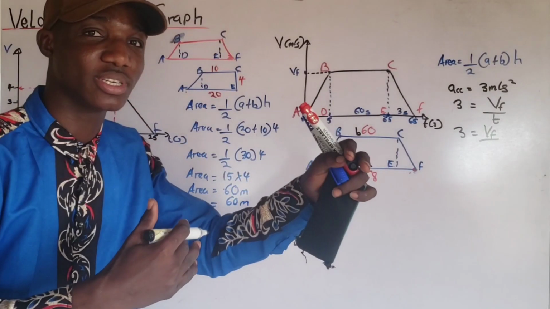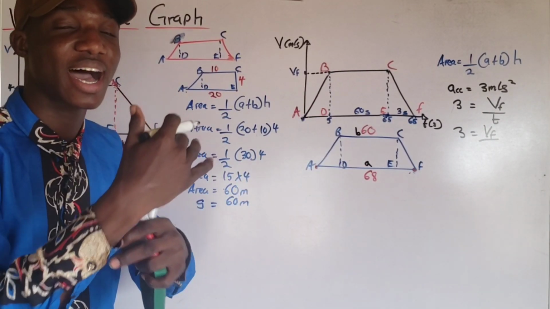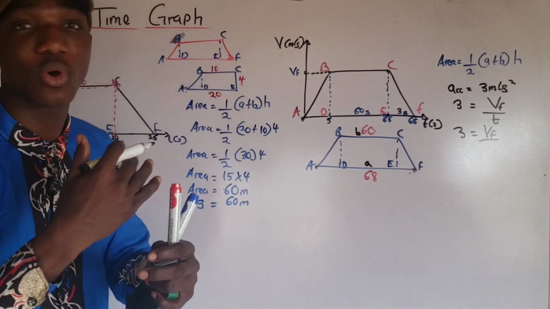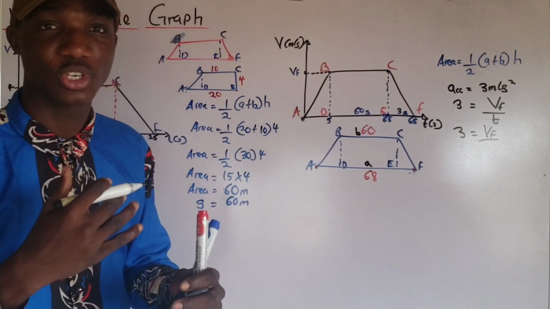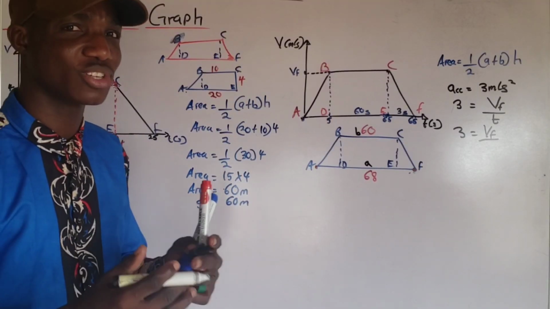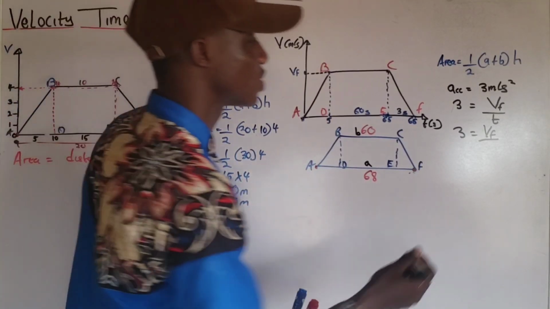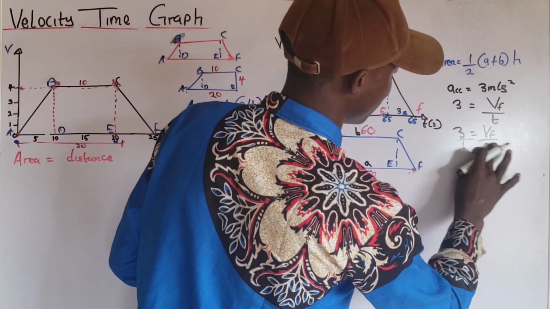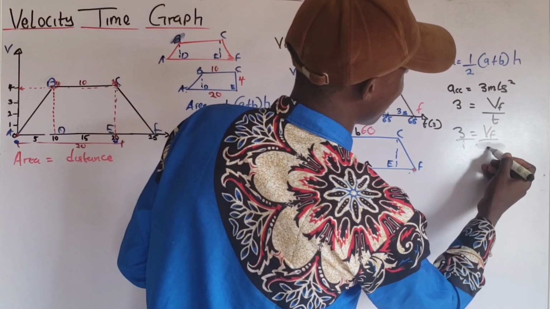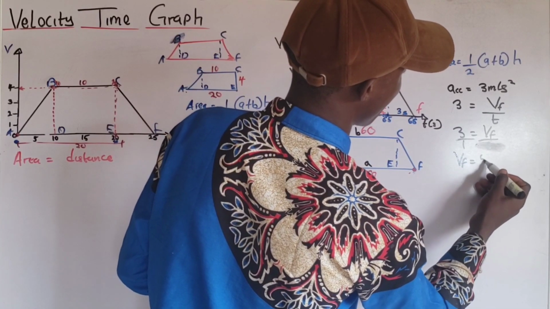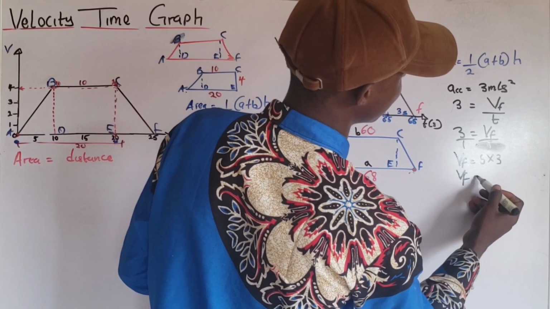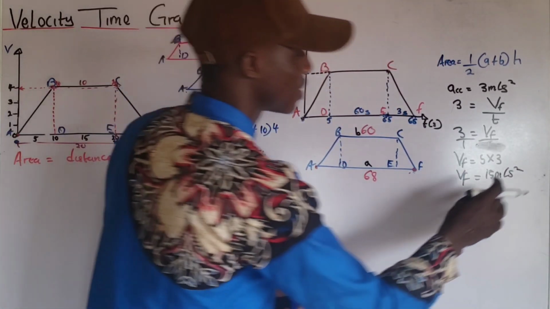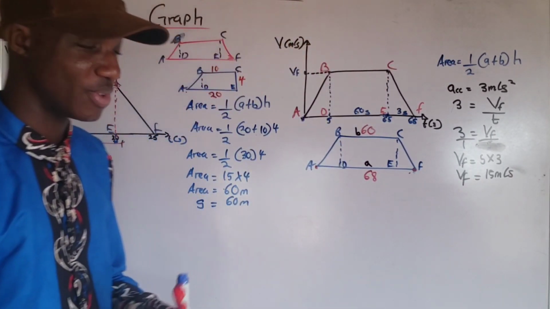The time that it used to accelerate to that velocity, the time that it used to undergo acceleration, is 5 seconds. If you pay attention to the question, you are going to understand what I'm doing. So I'm going to have 3 equals Vf over 5. All you have to do now is cross multiply. So Vf is equal to 5 multiplied by 3. The velocity that it attained is 15 meters per second. Sorry, the velocity is in meters per second.